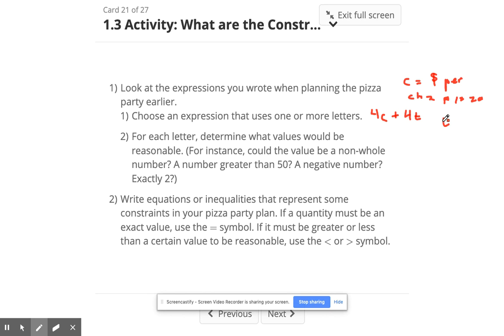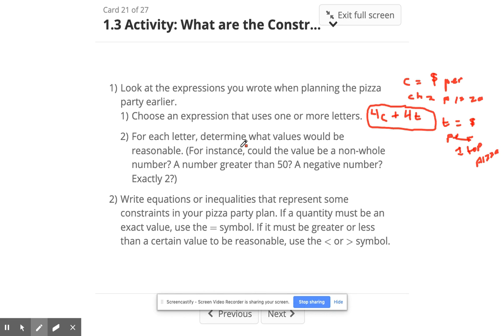Whereas t, and let me box this so it's separate, is the cost per 1-topping pizza. So we could say 4 times the cost. That means we ordered 4 cheese pizzas and 4 1-topping pizzas, and we had to multiply both of them by their respective costs.